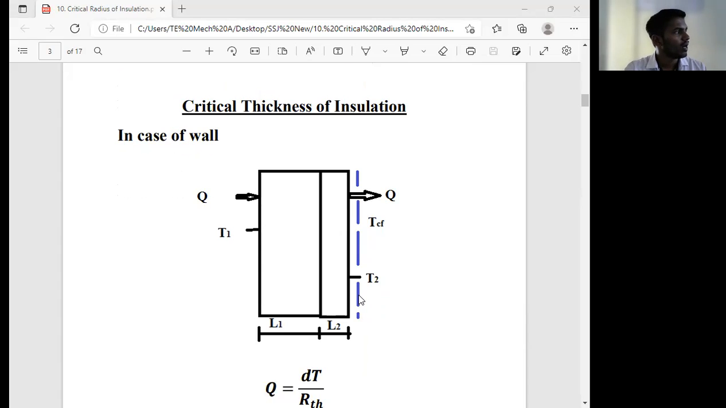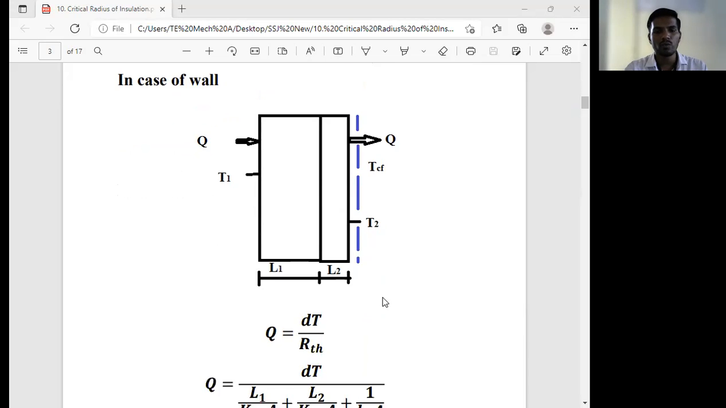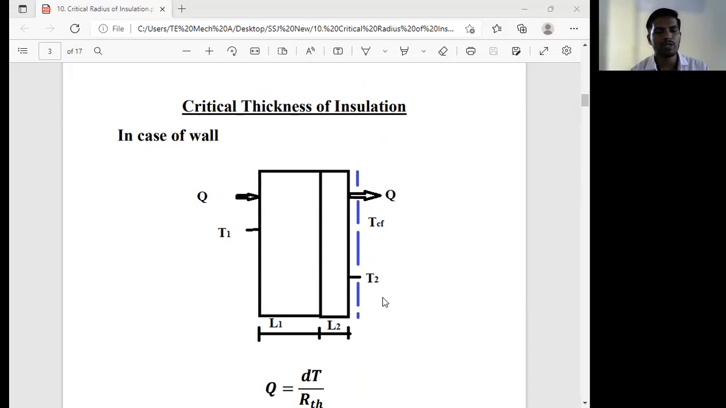Q is equal to temperature difference divided by summation of thermal resistance. So write down that equation. Q is equal to temperature difference divided by summation of R thermal. Write the summation there, don't forget the summation.